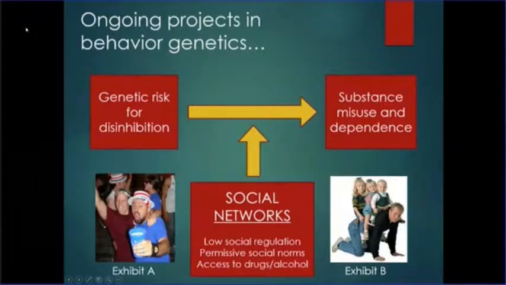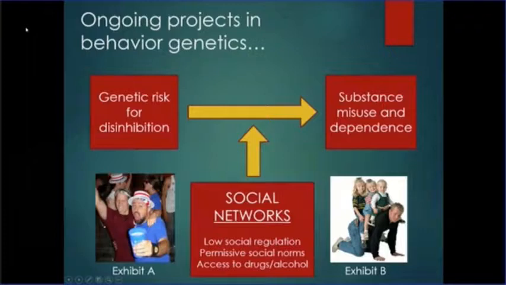But I'm very interested in candidate genes and genetic risk scores that are associated with disinhibition or impulsivity. And so then those things increase the likelihood of substance misuse, abuse, and dependence because you don't have the sort of biological inhibition to not drink when drinking is really fun and makes you feel better when things are going wrong in your life. So I study social networks as a moderator of this process. And so I find that things like low social regulation, right? So you don't have people in your life that are sort of controlling your behaviors. Permissive social norms and access to drugs and alcohol sort of exacerbate the genetic risk for substance abuse and dependence.